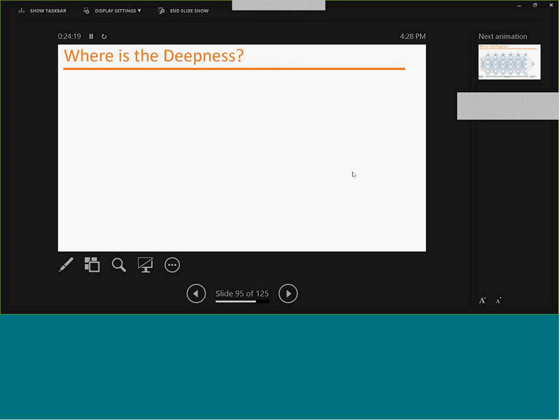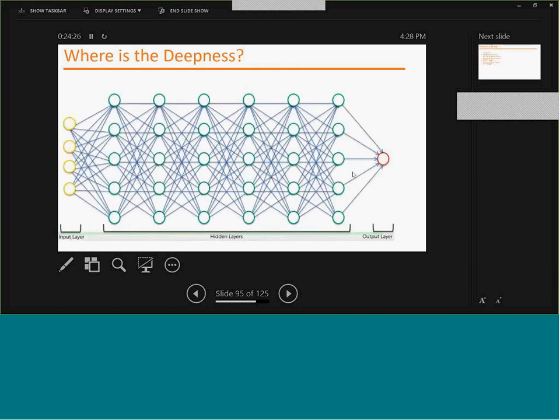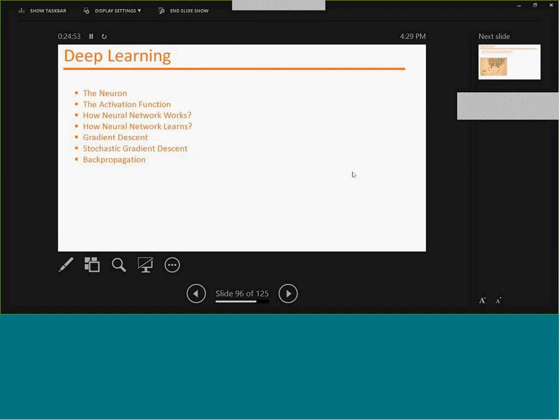Question: why do we call it deep learning? Where exactly is the deepness? Here it is. In an artificial neural network, we would have hundreds and thousands of hidden layers, each one connected with the other layers. It processes the data and passes it to the next hidden layer. That hidden layer picks up the input value, processes it, and then passes it on to the next one.